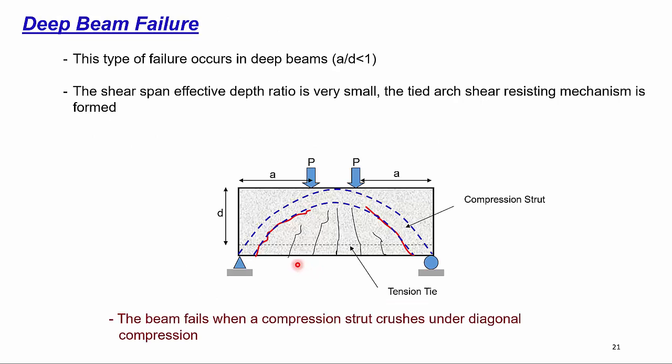The final type of shear failure mode is called a deep beam failure. This kind of failure occurs when a over d is less than 1. It is a very short and deep beam. In this kind of failure mechanism, an arch with more height is formed under the loading point, and the tension reinforcement will act as a tension tie for the arch. This mechanism is called a tied arch shear resisting mechanism, and it can resist further load. The beam will finally fail when crushing occurs at the strut due to the diagonal compression. This kind of failure is called the deep beam failure.